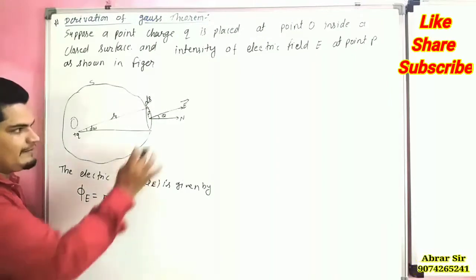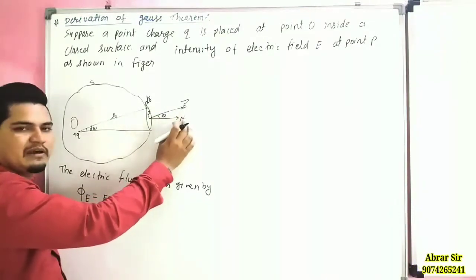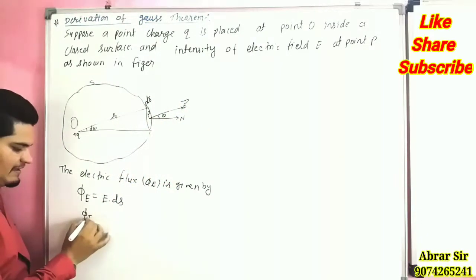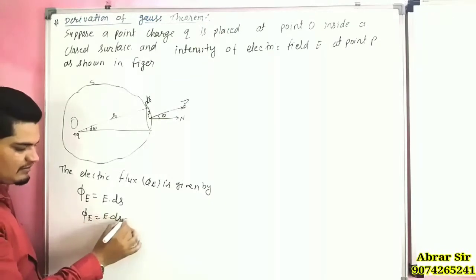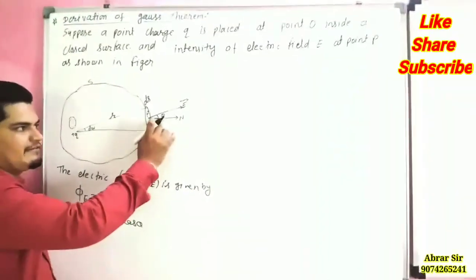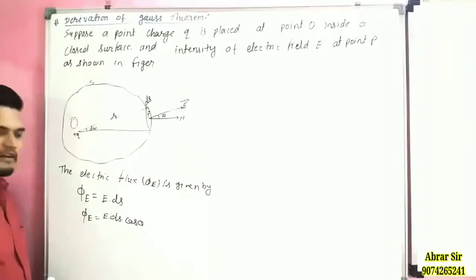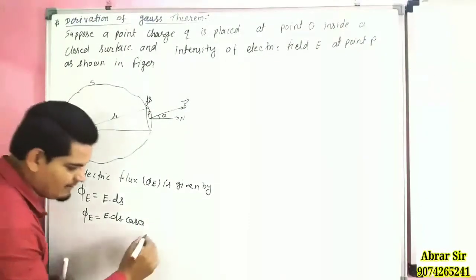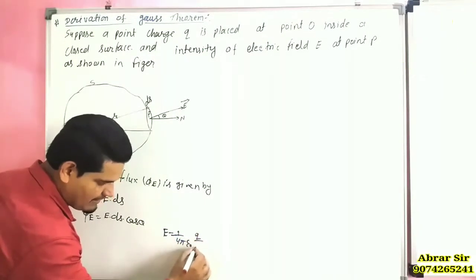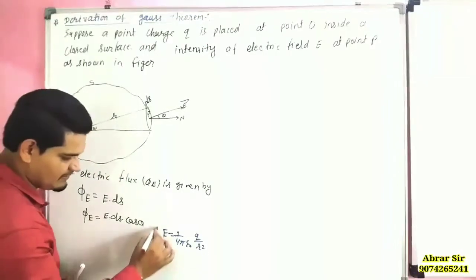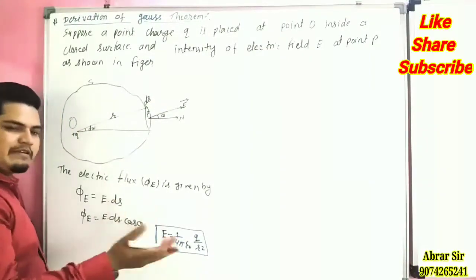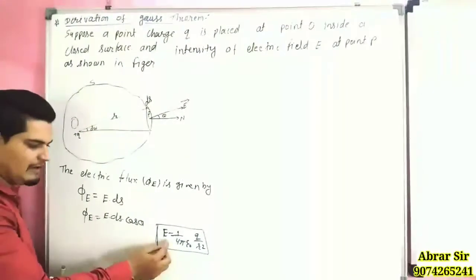If theta is the angle between the normal and the direction of the intensity of electric field, we can add cos theta, so phi E is equal to E ds cos theta. Now we know that E is the intensity of electric field and the formula of E is 1 upon 4 pi epsilon naught Q upon R square. We already know this from the previous video, so we can put this value at this place.